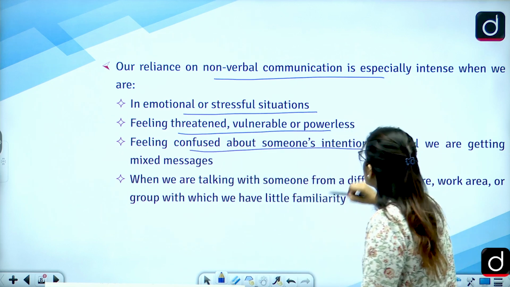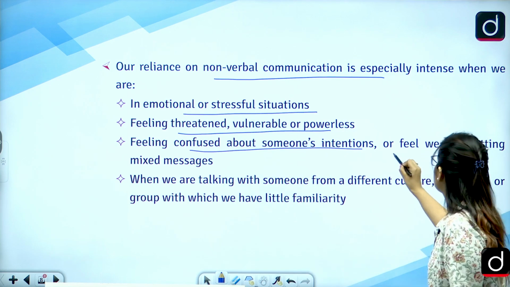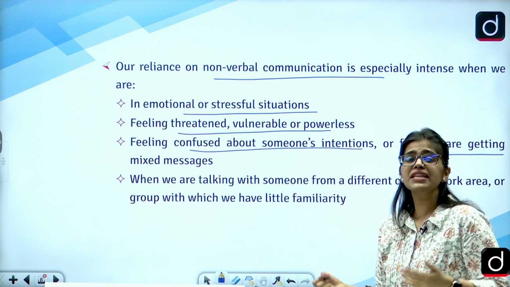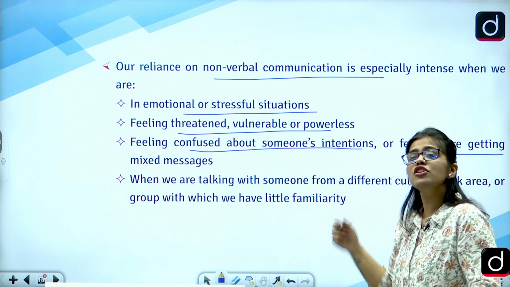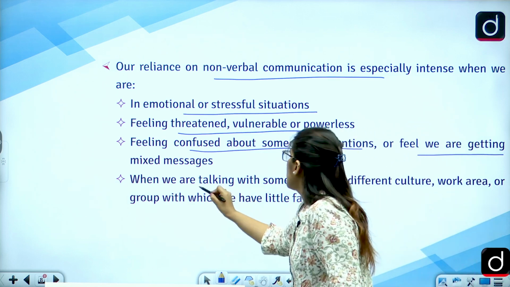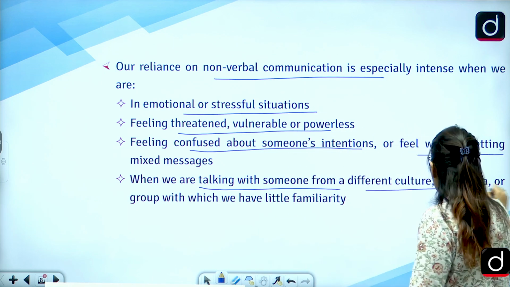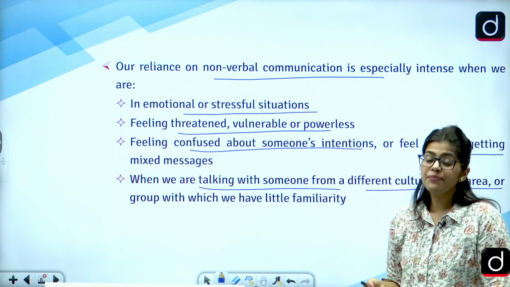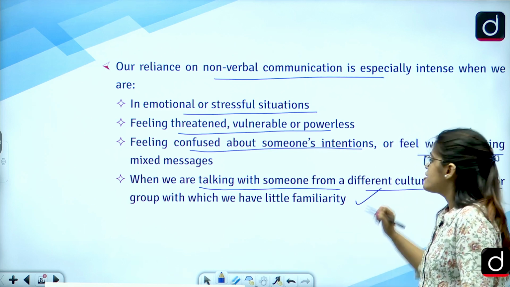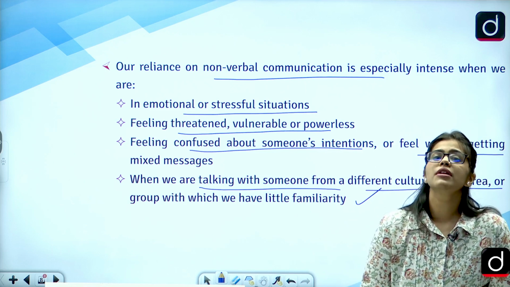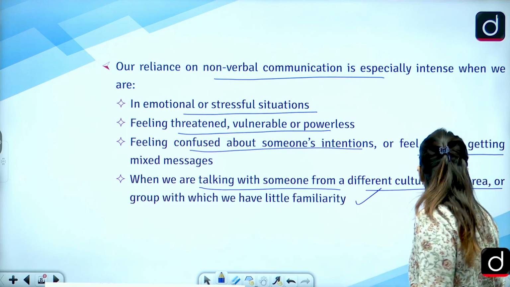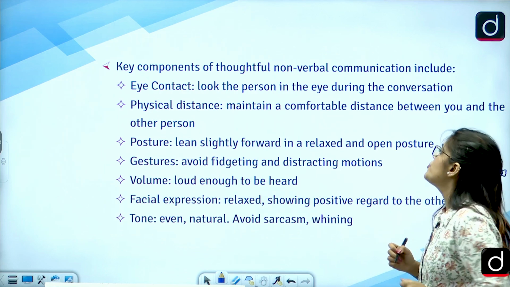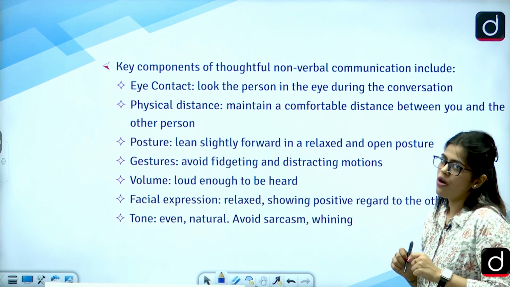Feeling confused about some interactions or some other person, what you are feeling, if you're getting mixed feelings, all of these are expressed because of the non-verbal expressions. When you are talking with someone from a different culture, work area or group with which you have little familiarity, often in these kinds of situations, it is the non-verbal cues that help a lot rather than the verbal communication.